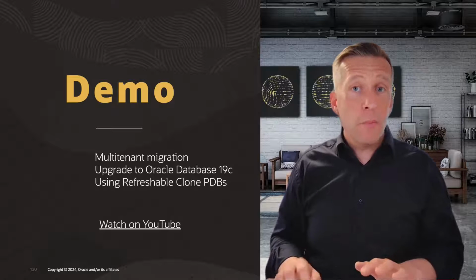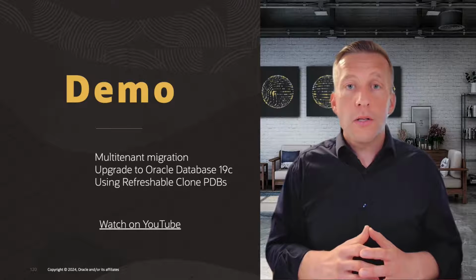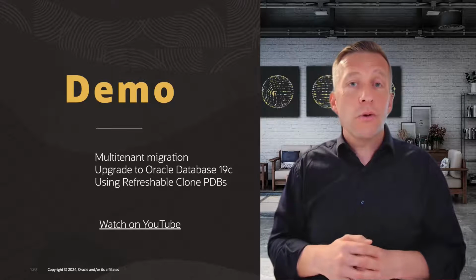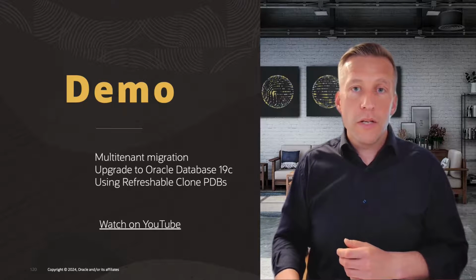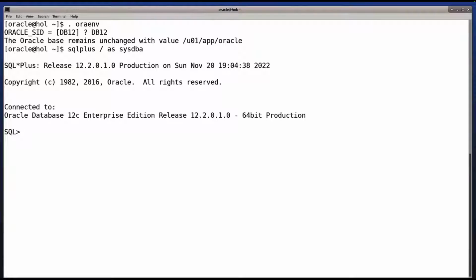I've prepared a little demo where we can see this in action. I have a 12.2 non-CDB database that I want to upgrade to 19c and also convert into a PDB using refreshable clone PDBs. I set the environment to the DB12 database. This is my source non-CDB.